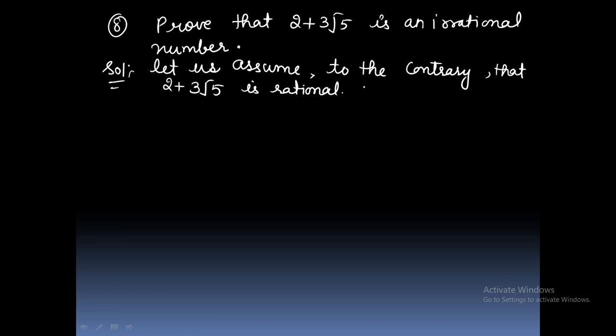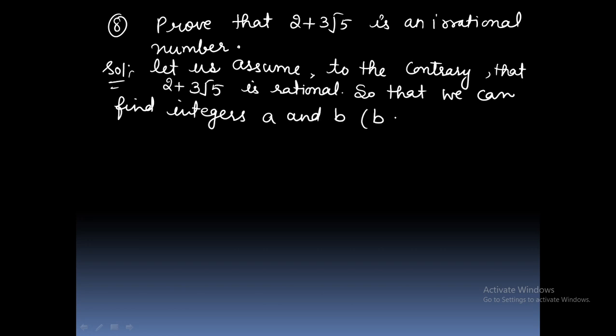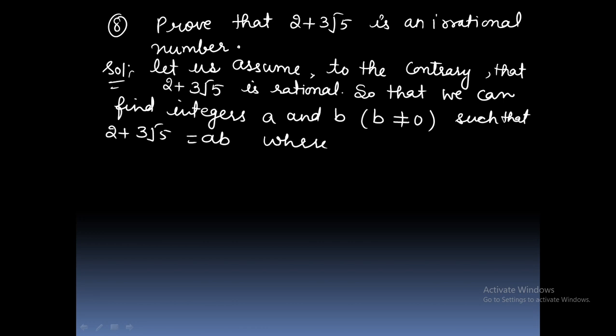After that, we will write so that we can find integers a and b, b should not be equal to 0, such that 2 plus 3 root 5 is equal to a by b, where a and b are co-prime. Sorry, here we have to write a divided by b.